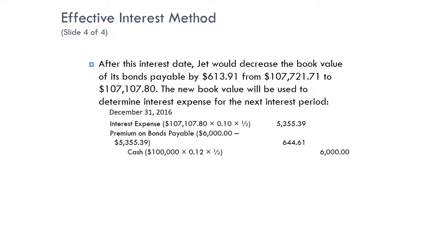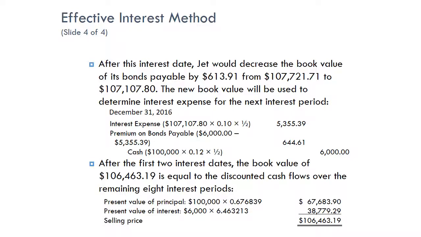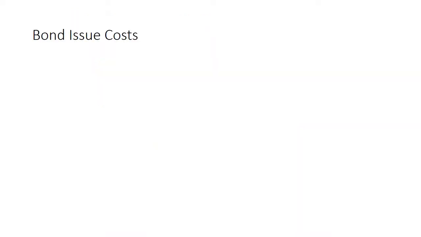The interest expense, though, will vary because of the difference in market and stated interest rates. So we take the new book value times 10%, which is the market interest rate on the date of sale, times 1/2. Debit interest expense $5,355.39. The difference is debited to decrease the premium on bonds payable. And then this would continue to occur over the life of the bond.